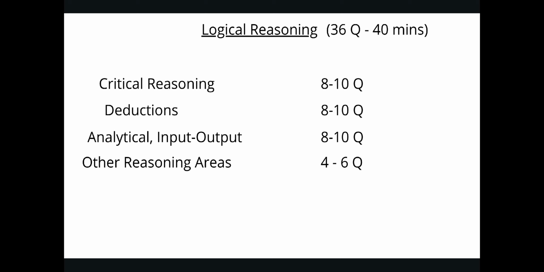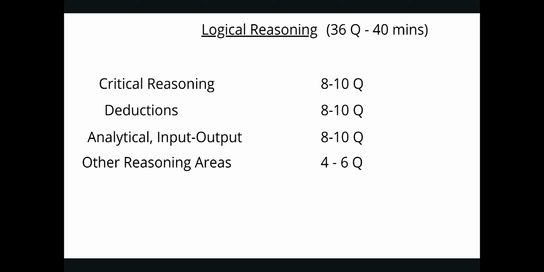Remaining 4 to 6 questions will come from the other reasoning areas. What are the other reasoning areas? Like the syllogisms, the ranking test, and we have got the Venn diagrams related, and set theory. And we have something called the series, sometimes coding, decoding as well. Okay, so these are the important topics as far as the logical reasoning of the NMAT exam is concerned.